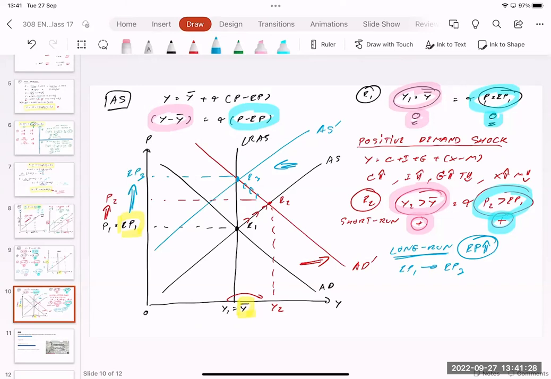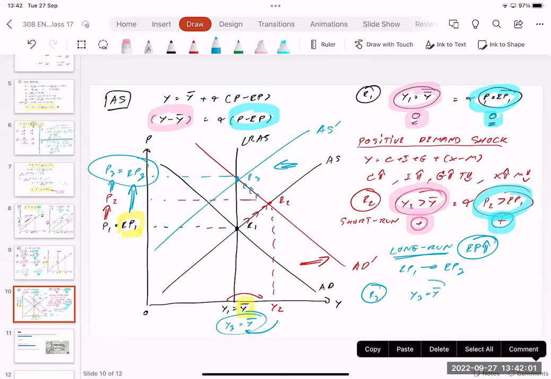By doing this, they're going to start to produce less, right? The price level keeps increasing a little bit from P2 to P3. In the end, GDP goes backward. Y3 equals Y bar again. P3 equals EP3 again. This is what happens in the long run. This is equilibrium point 3. GDP is reducing, they produce less, going back to Y3, which is equal to Y bar again.